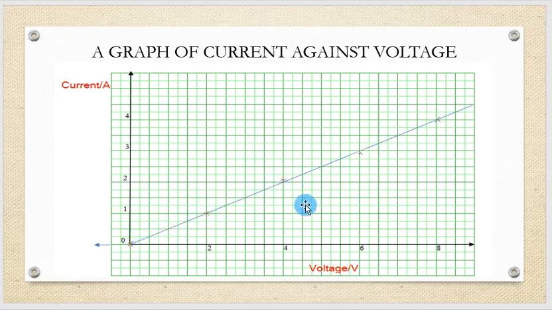So a best fit line, you will leave some points on the upper side of the line, and on the lower side of the line, like you can see here. So that's our graph of current against voltage.